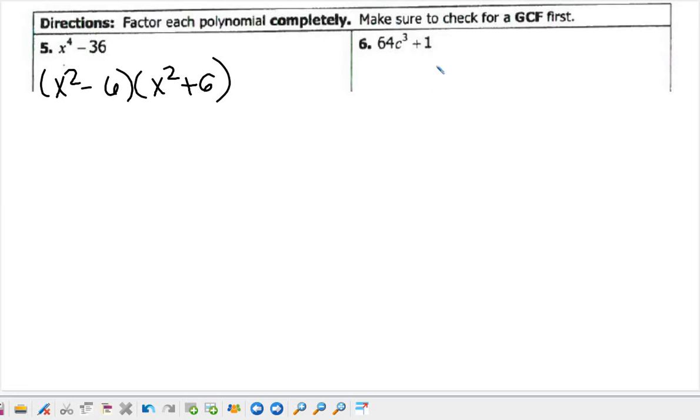So number 6, a sum of cubes. So take the cube root first. 4c plus 1, and then we're going to SOPS it. Square the first term, 16c squared. Opposite sign, product, 4c times 1 is 4c, and then plus the square of the second term, which is 1. Okay.